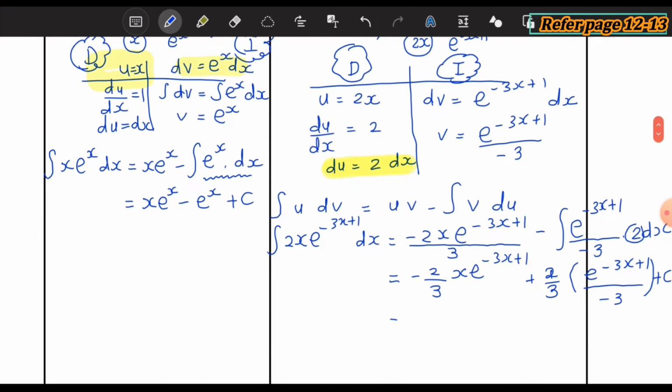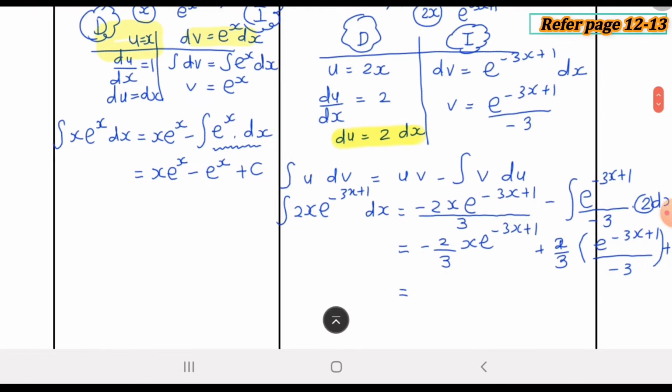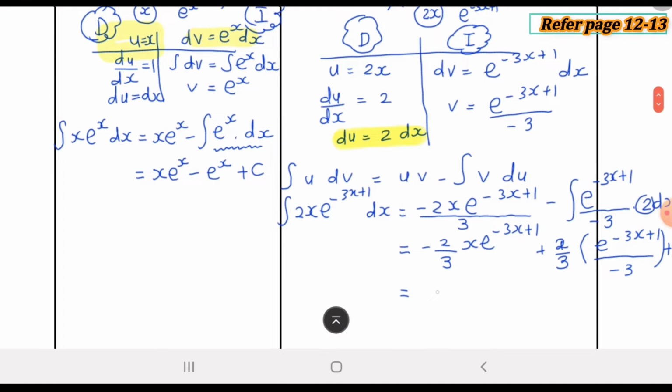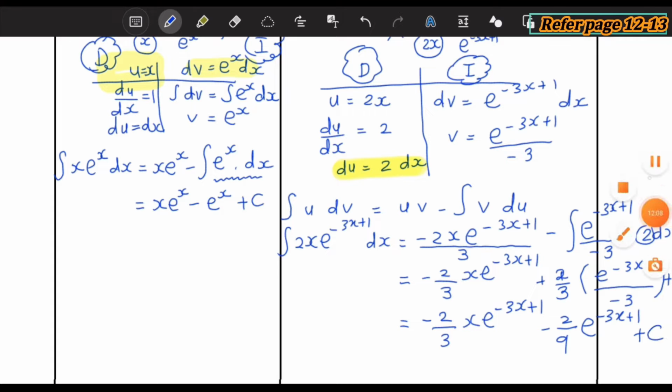And as the final answer, we need to simplify. So we will get negative 2 over 3 x exponent negative 3x plus 1 minus 2 over 9 exponent negative 3x plus 1 plus c.